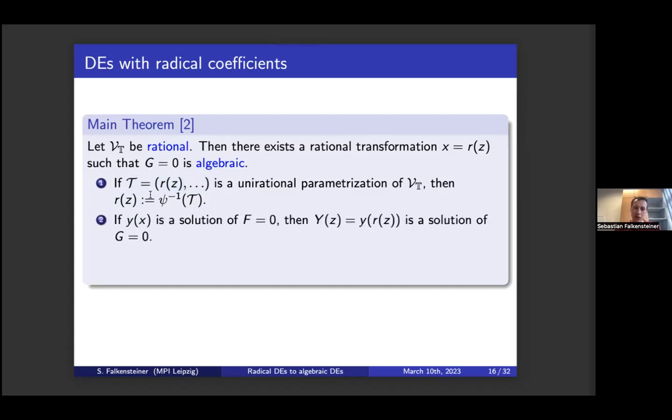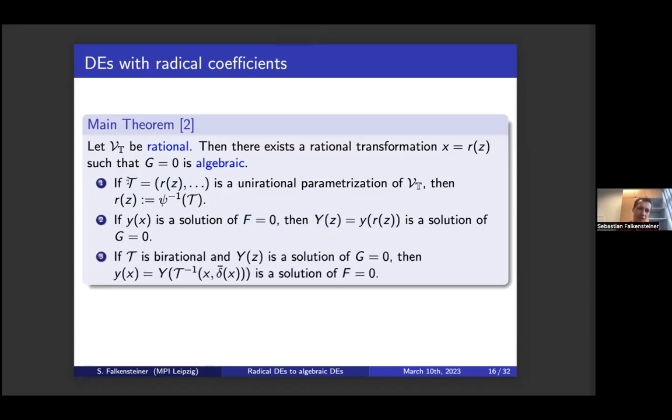And this transformation is in a way that every solution of the original radical differential equation is a solution of the transformed differential equation, and vice versa if we found a birational parametrization. So in our case right now, the dimension is 1. So that's not a problem. We can here always find a birational parametrization if there exists a unirational one.